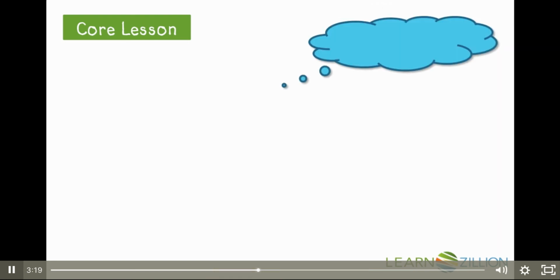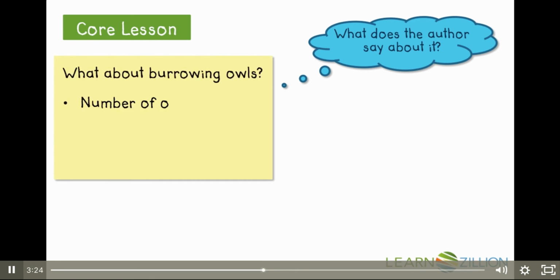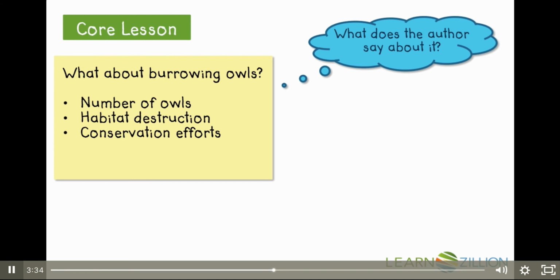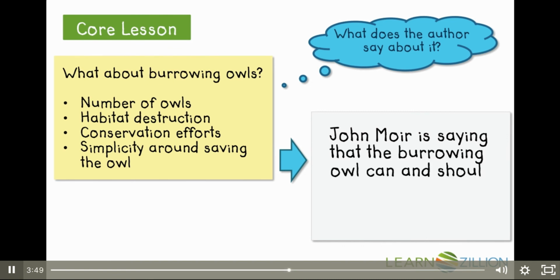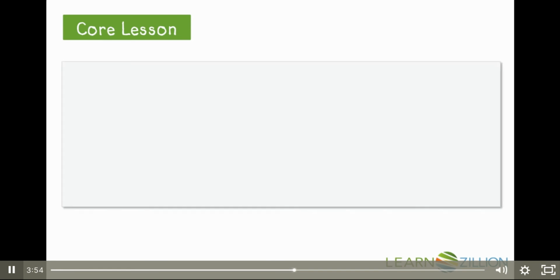Let's continue to ask, what does John Moyer, the author, say about it? He talks about the number of owls in various places. He talks about habitat destruction, both generally and specifically in California. He talks about conservation efforts, again, on a national level and also in California. And he talks about the simplicity around saving the owl, both broadly and using examples. So I can say that John Moyer's main point is that the burrowing owl can and should be saved. Let's go ahead and jot down our central idea.